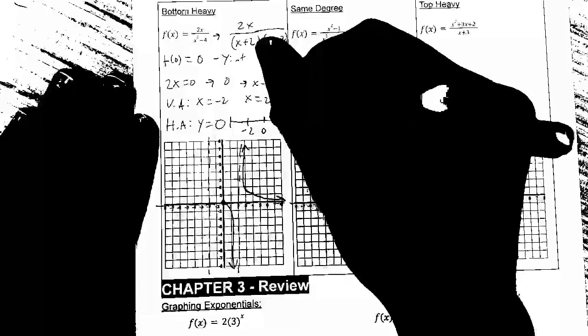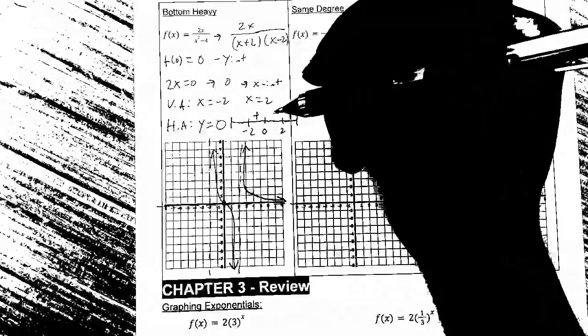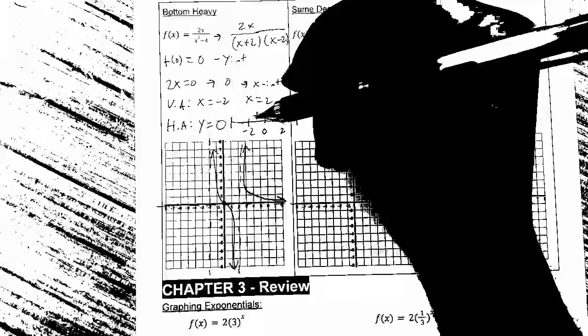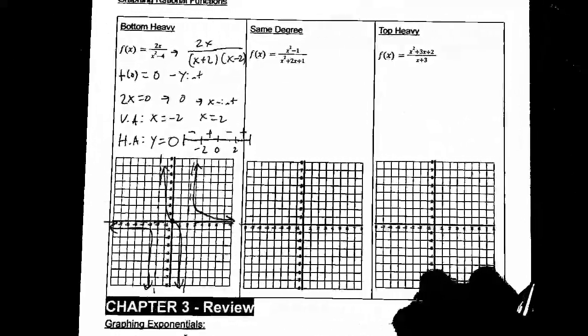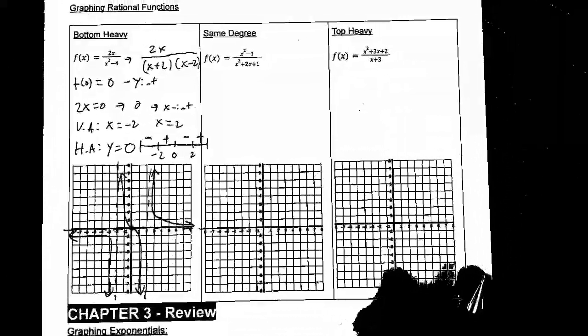And then plug in, so this is negative here. A number between negative 2 and 0 is negative 1. That's going to be a positive value here, so that means it's going to go up here. And then a number negative 2 or below, negative 3, you're going to get negative again. So it's going to look like this. Okay? Do those steps make sense?